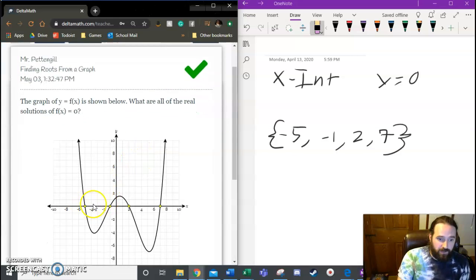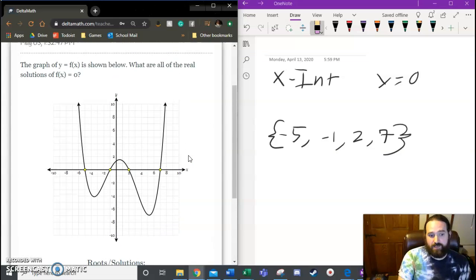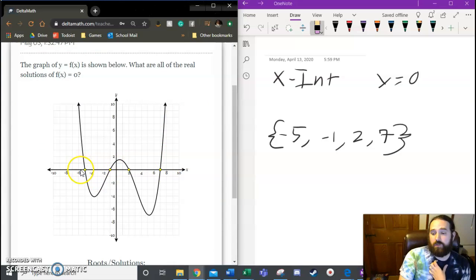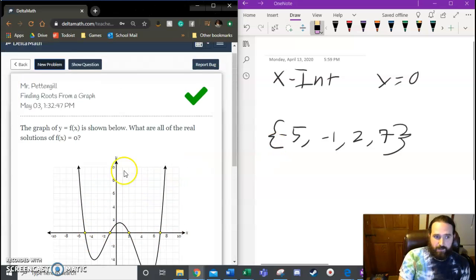And as you can see, they have little yellow dots marking every single one. The biggest thing I can say with these right now is to keep an eye open for if the line just touches, and make sure you get them all. It's easy to accidentally skip one.